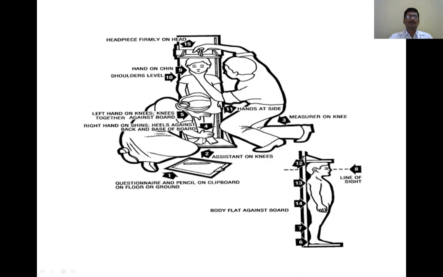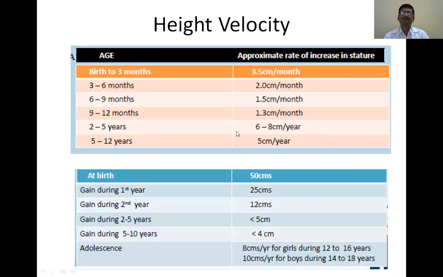This is the technique. Now you can see both feet closed, and the knee should be straight, and again the head position should be the Frankfurt plane. By keeping all these things, you should measure the height. Suppose on a wooden plank with a headpiece, this child is made to stand. This is how you should measure the height of the child.